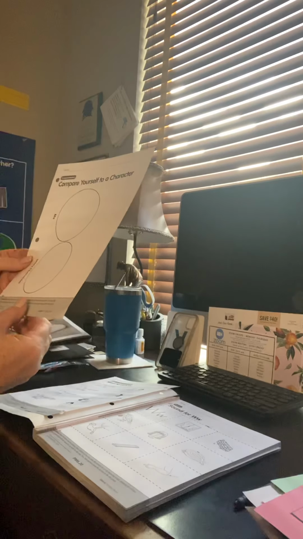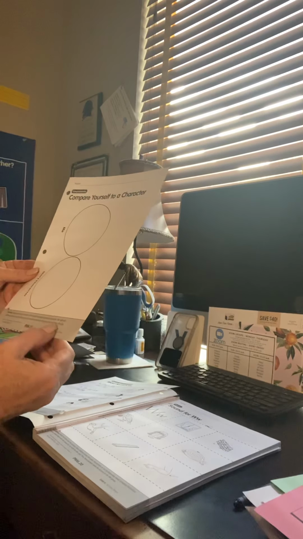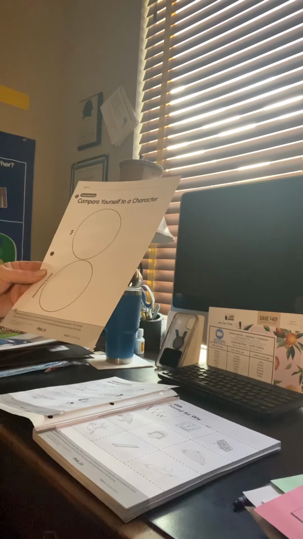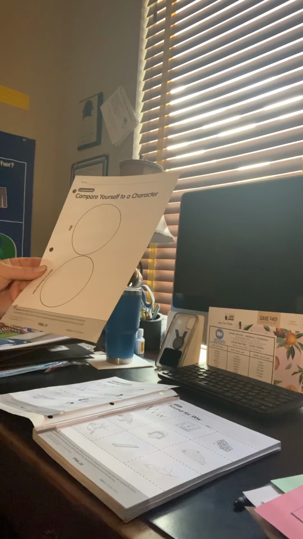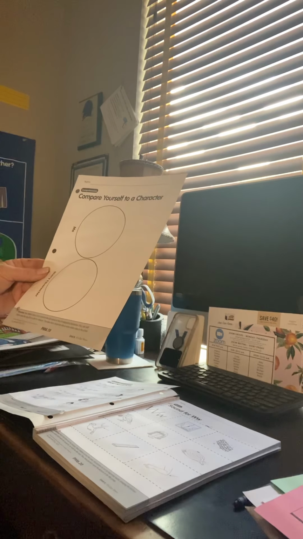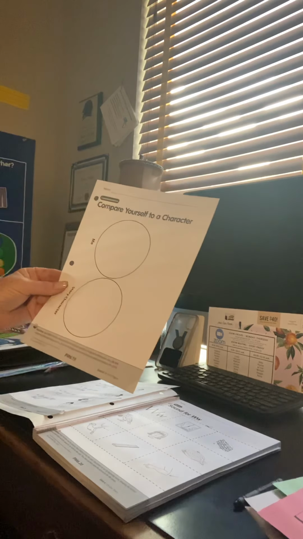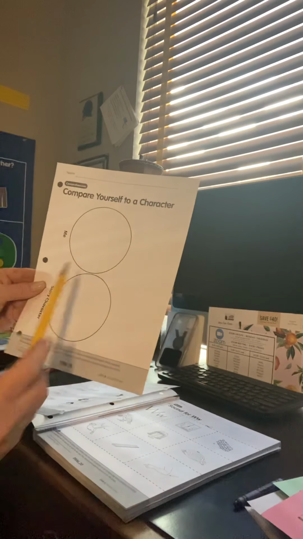And it says compare to yourself. First, talk about the ways they are like the character, and then choose one idea to write or draw in the circles. Okay, so I'm going to compare myself to Paco.